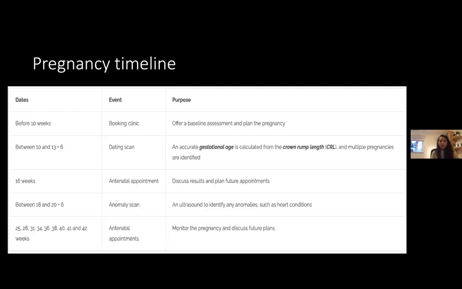So this is the pregnancy timeline. Before 10 weeks, you would just offer a baseline assessment and plan the pregnancy.